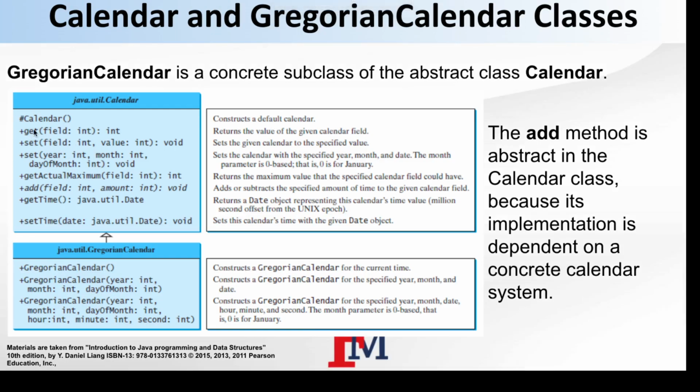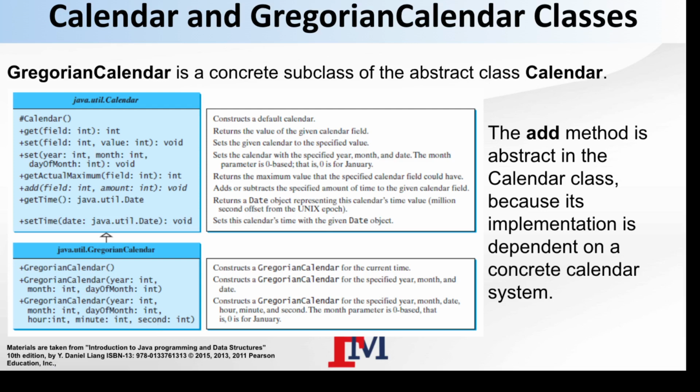So what do we have here? We have a Calendar. Get, set. It all comes to the day and the time in the calendar. Well, not time, just the date. Add field, get time, and set time. Those are the public methods that you have in a Calendar. In the GregorianCalendar, you have a couple more constructors. GregorianCalendar-specific constructors, parameterized, with the year, the month, the day of the month, and GregorianCalendar also with the hour, minute, and seconds.